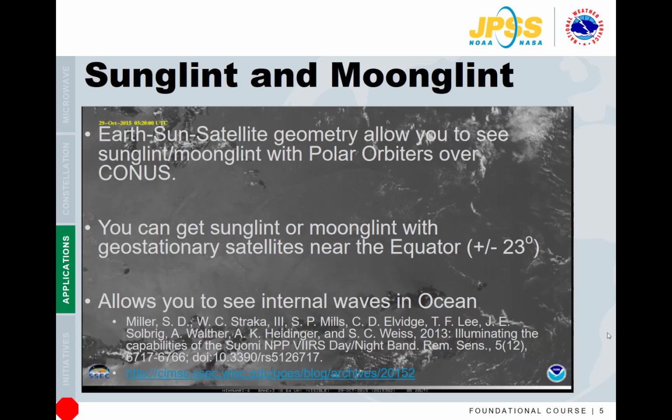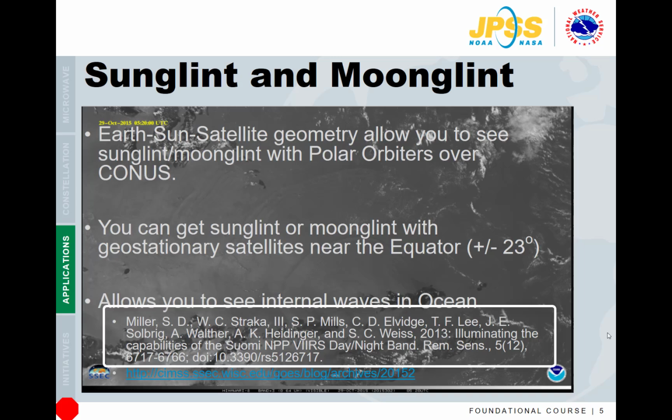Light from the sun or from the moon can reflect off water. The bright region of sun glint or moon glint in satellite imagery can be used to infer surface properties. In this example from AHI, you can see internal waves in the ocean in regions of sun glint. An animation of this image is available at the link shown. For geostationary satellites, this works only near the equator, but polar orbiters can detect sun glint or moon glint in the day-night band in mid-latitudes or near the poles. Read more about this at the reference listed.